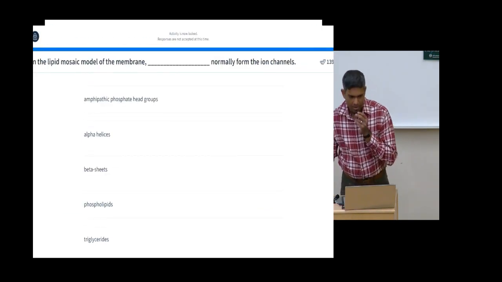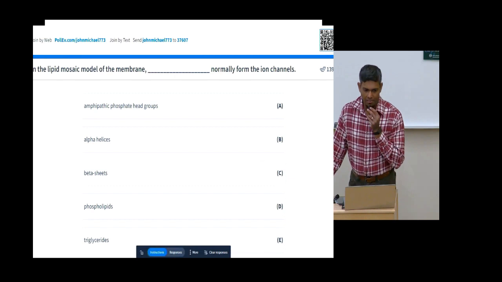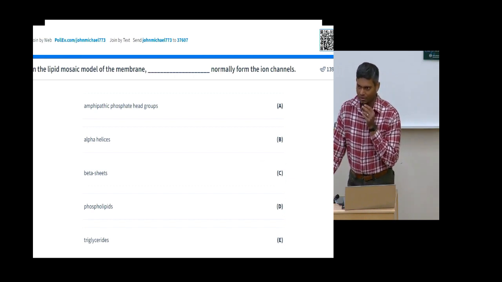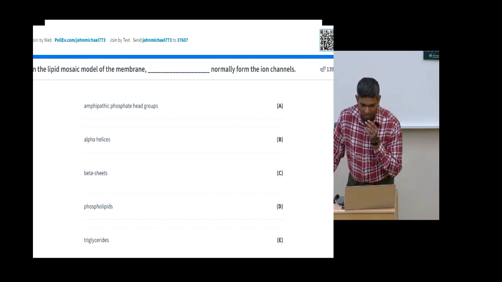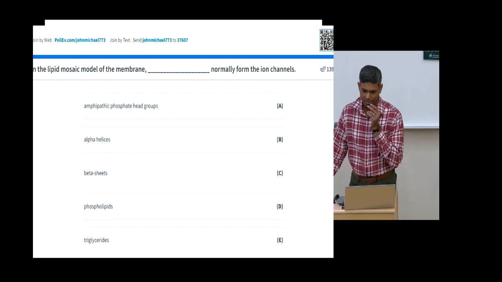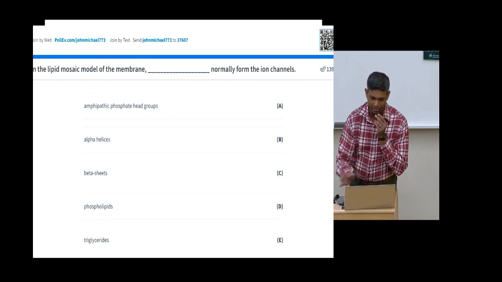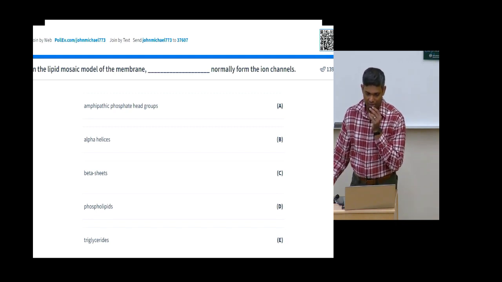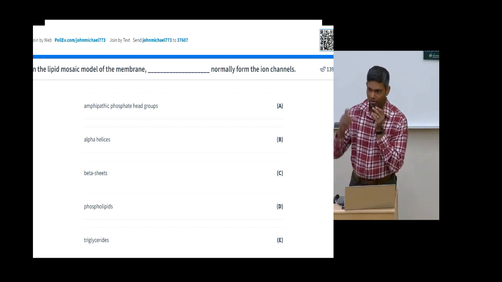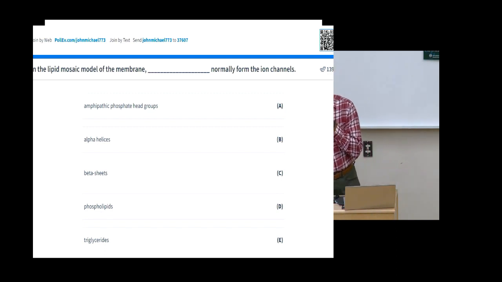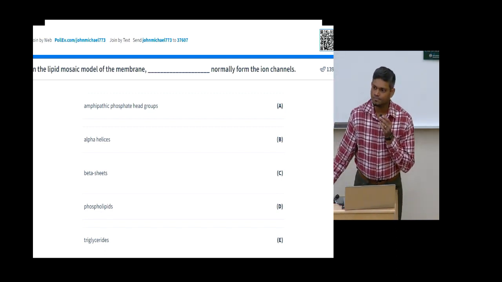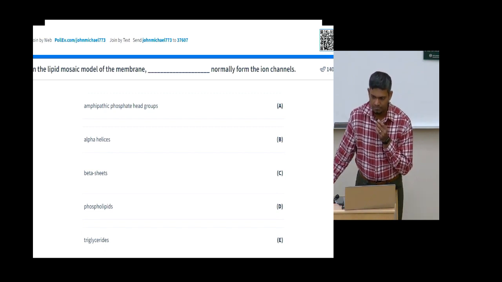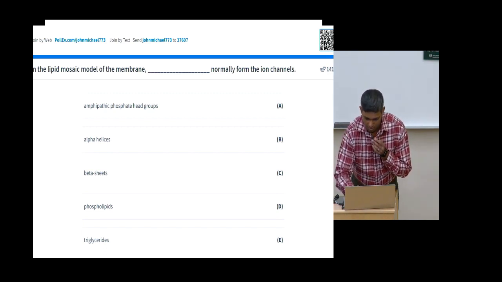Okay, next question. In the fluid mosaic model of the cell membrane, blank normally forms the ion channels. Do you think it is the amphipathic phosphate head groups, or the alpha helices, or beta sheets, phospholipids, or triglycerides? Which of the following structures would be forming ion channels?